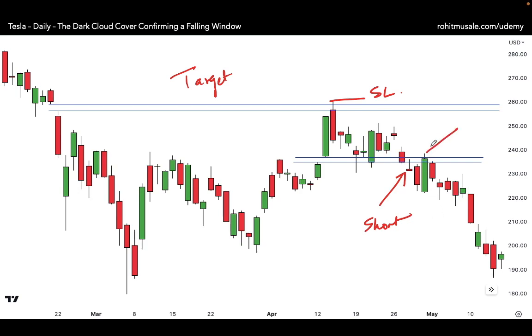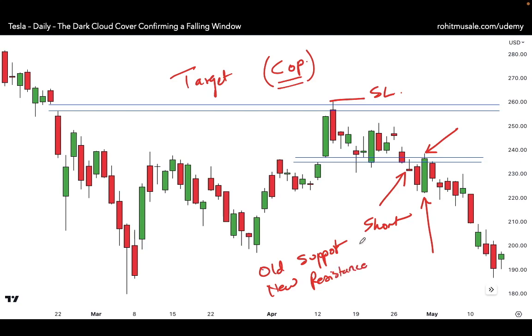This candle was the real battle point because this candle failed to close above that rising window's support. So that candle is confirming that old support becomes new resistance. This is called COP, which is change of polarity. So this candle is extremely important. It confirms the change of polarity. Change of polarity means old support becoming new resistance, or vice versa, old resistance becoming new support.